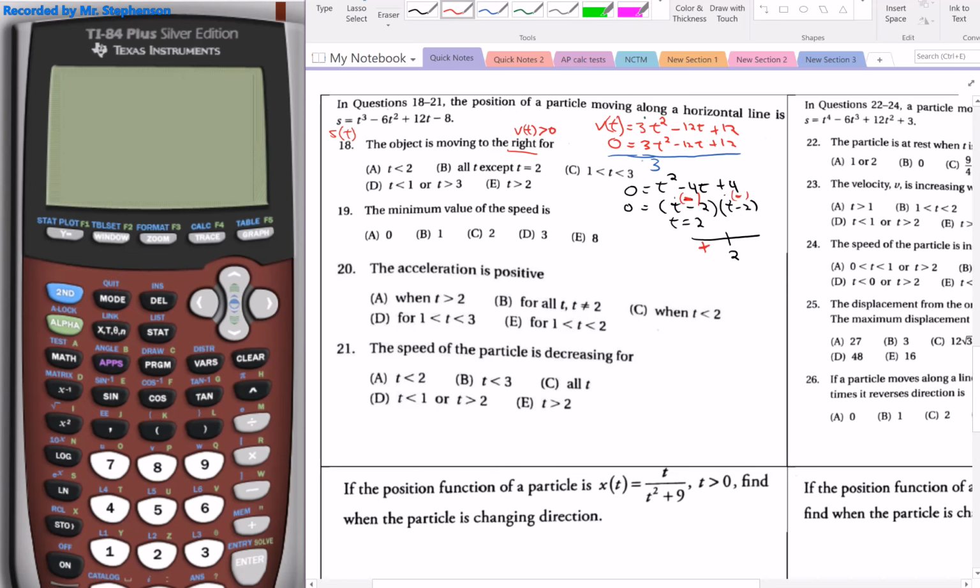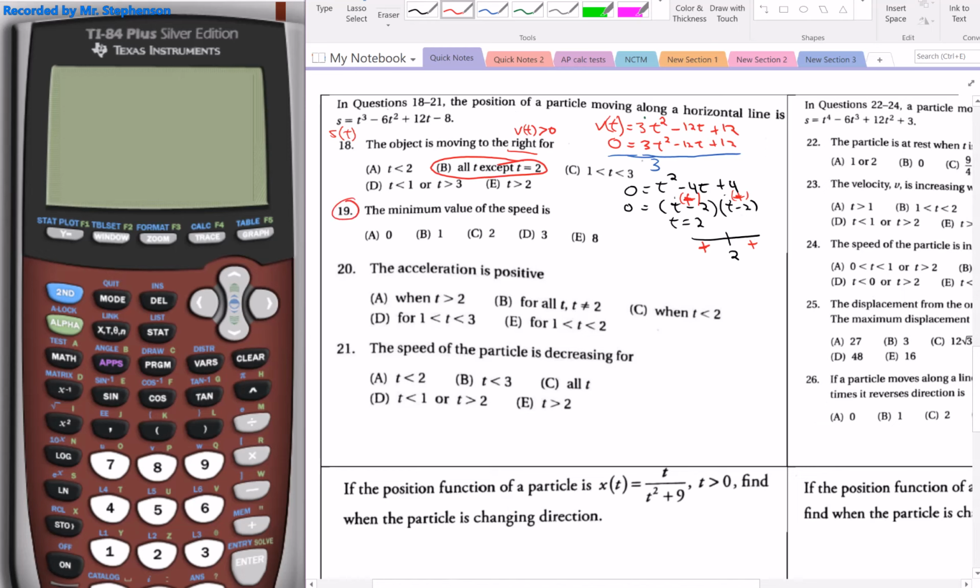Then I'd check a number right of 2, like 3. If I plug in 3 here, it's 3 minus 2, which is positive. I also get a positive over here, and multiplying two positives, I get a positive. So my velocity is always positive except at one single t value where it's 0, because 0 is not positive, it's not negative. So the correct answer here is B: all values except for t equals 2, because at 2 it's 0.